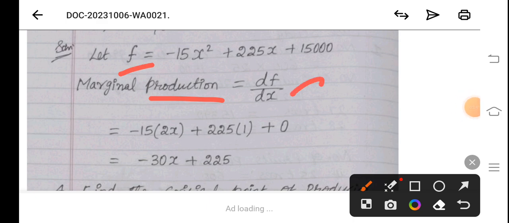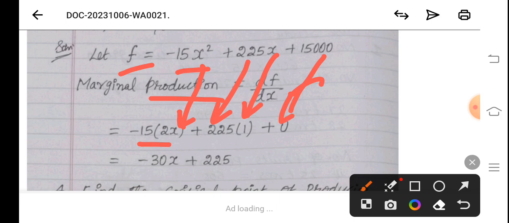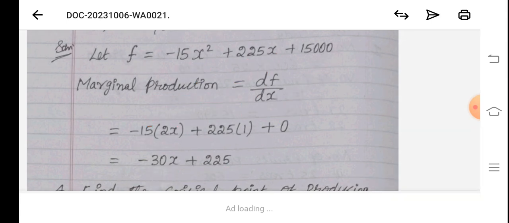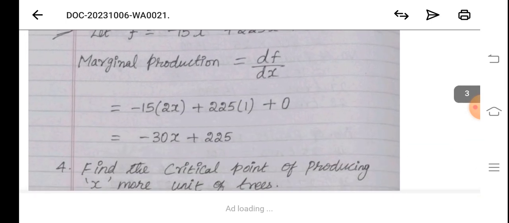So df by dx: differentiate minus 15x squared, the differentiation of x squared gives 2x, plus 225x differentiation gives 1, plus 15,000 differentiation is 0 because it's a constant. 15 twos are minus 30x, and 225 into 1 is 225. Clear? Check. Marginal production is that.